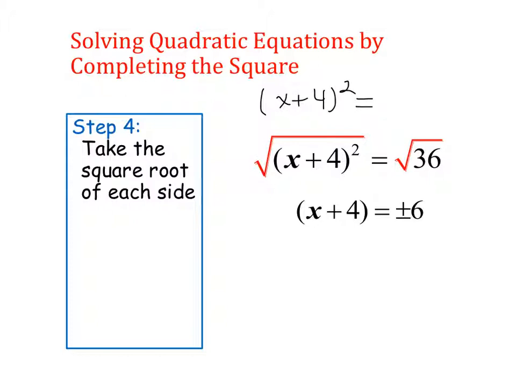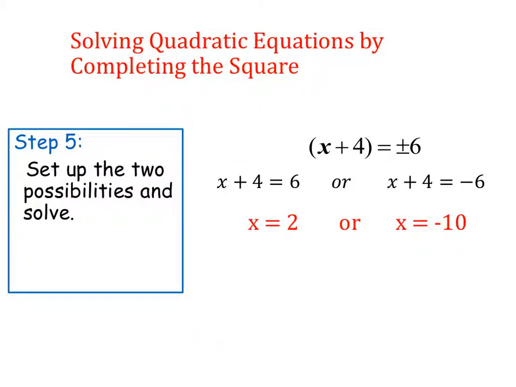Remember, this was our original equation. So we take the square root of both sides, and then that will leave us with x plus 4 equals plus or minus 6. Next, we set up the two possibilities for our equation, and we solve. So we get x equals 2 or x equals negative 10. And as always, please do a check.